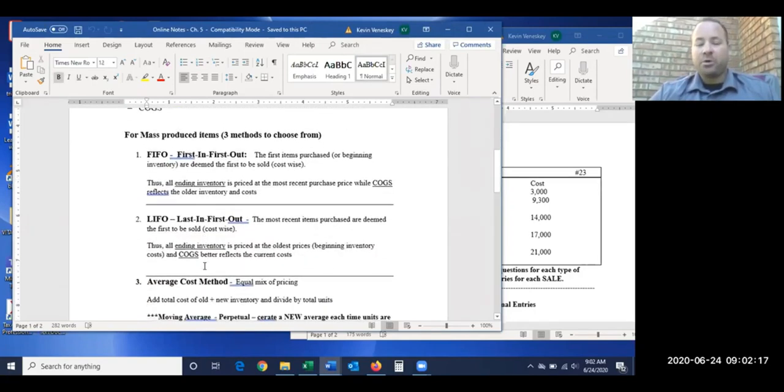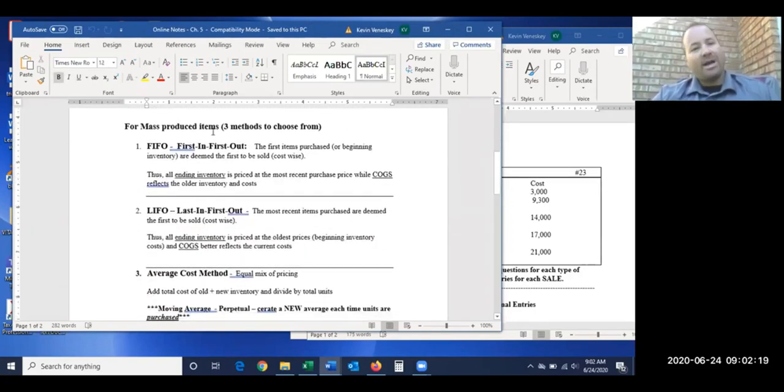Now when we do mass produced, we're going to get right into an example to see how this works, because it's the easiest way, but we'll briefly go through the terms. You probably have heard these terms at some point before in some business situation: FIFO. FIFO meaning first in, first out.